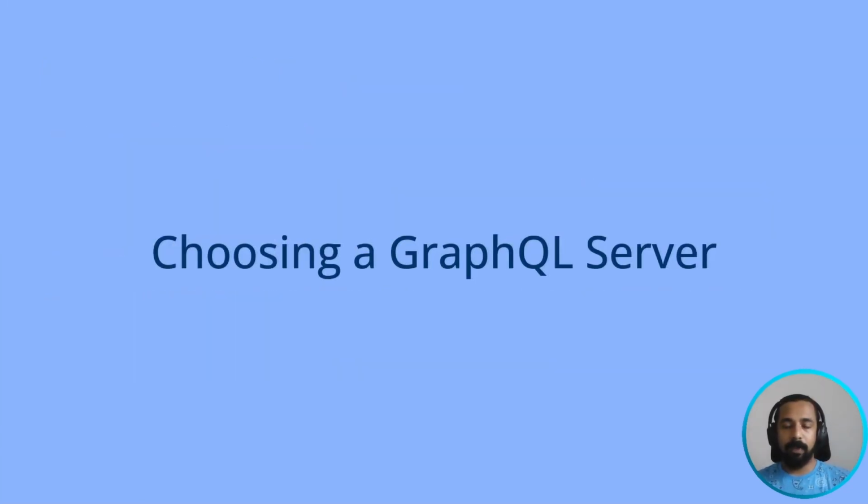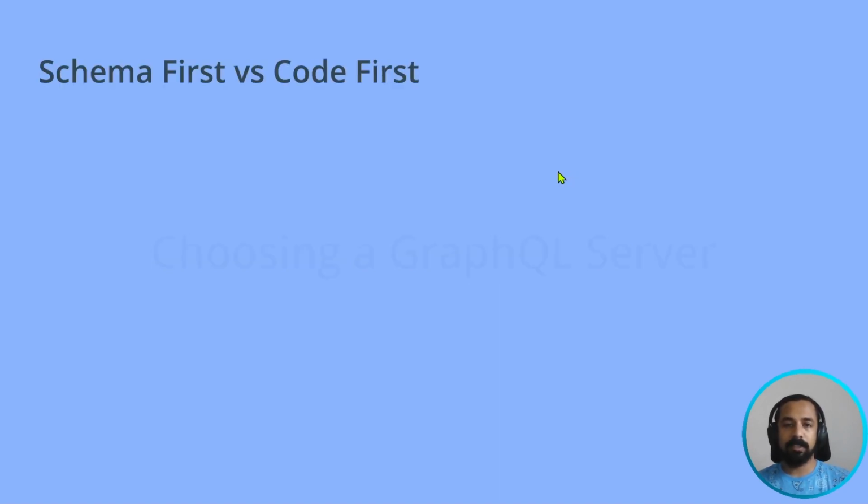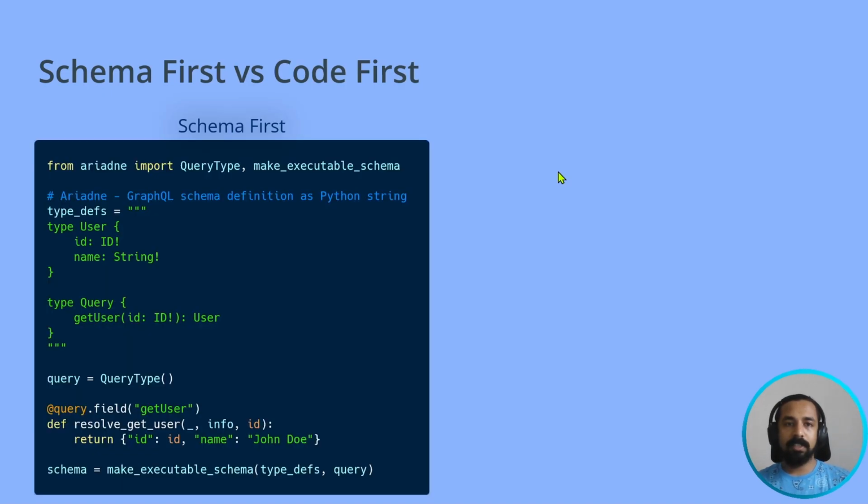For building a GraphQL API using Python, we need to select a GraphQL server library. There are a number of options, and we can classify the GraphQL server libraries mainly as schema first versus code first. Let's take an example from a schema first library called Ariadne. Here we are using the GraphQL schema definition language to define our operations. We define a type called User, which has two fields, ID and name. And we have a query called getUser, which accepts an ID as input and returns the User type.